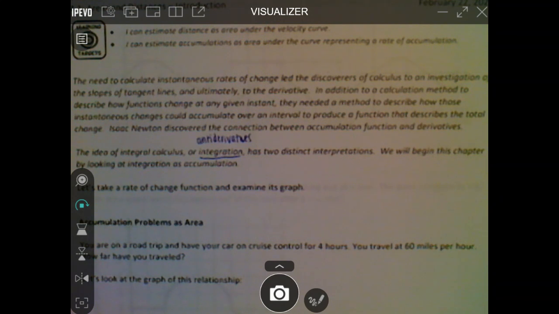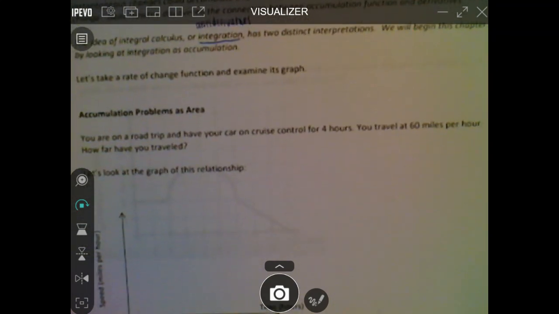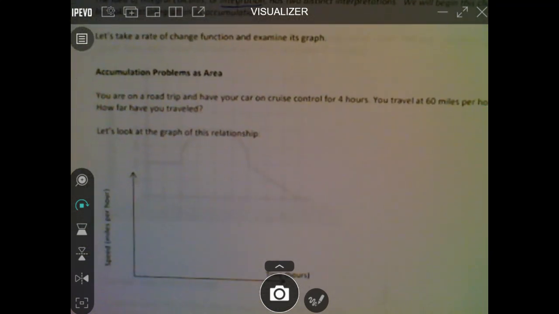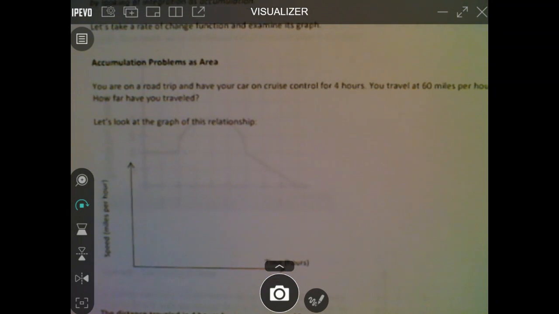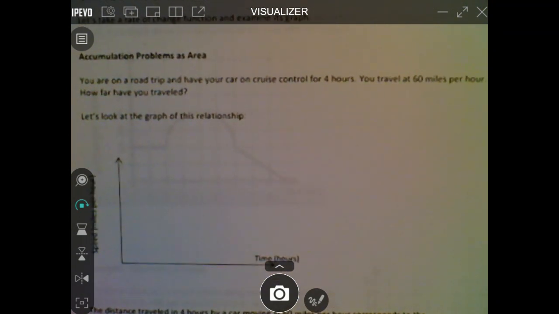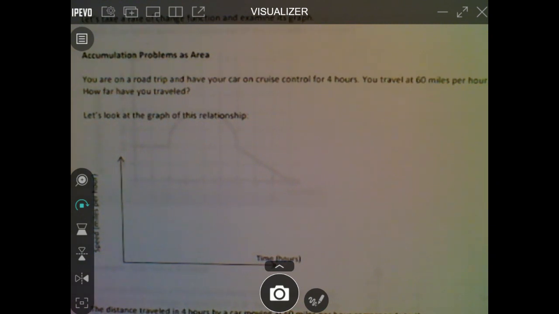And we're going to start off with a pretty basic example by talking about driving with your cruise control on. So say you're on a road trip and you have your car on cruise control for 4 hours. So meaning you're not hitting the brakes, you're not stopping, you're not slowing down. We're just assuming that there's a wide open highway that you are not stopping or slowing down for anything. And you're traveling at 60 miles per hour. We want to know how far have we traveled after 4 hours?